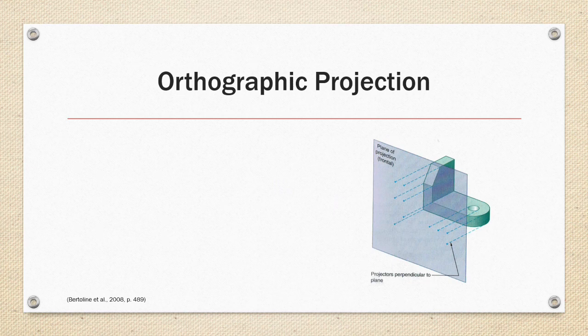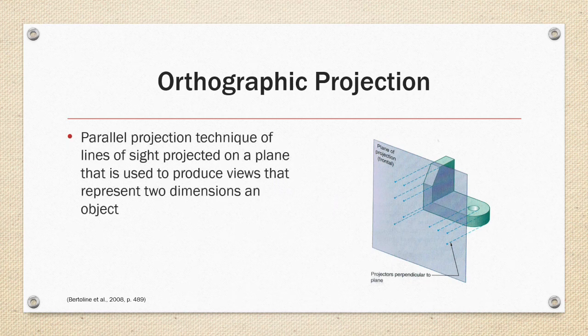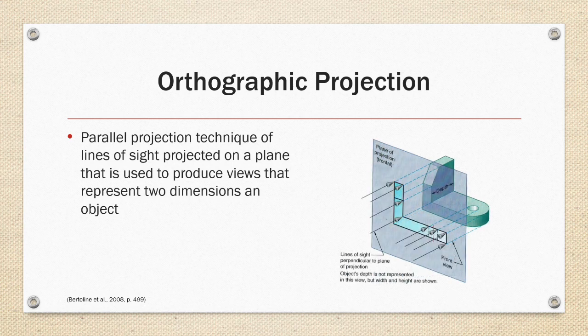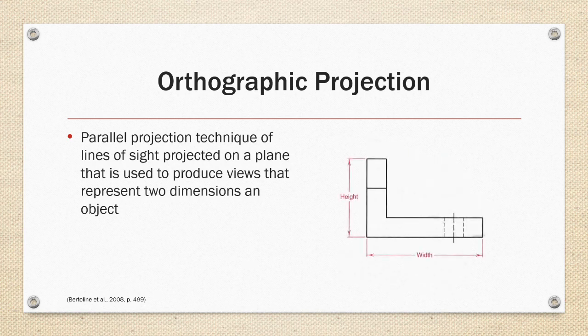Orthographic projection is a parallel projection technique of LOS projected on a plane that is used to represent two dimensions of an object. In this example, to the right, we first view the object with the LOS lines projecting normal to the plane of projection. The LOS lines define features such as visible and hidden edges to produce a single two-dimensional view of the object. In this example shown, the orthographic view defines the two dimensions of height and width of the object.